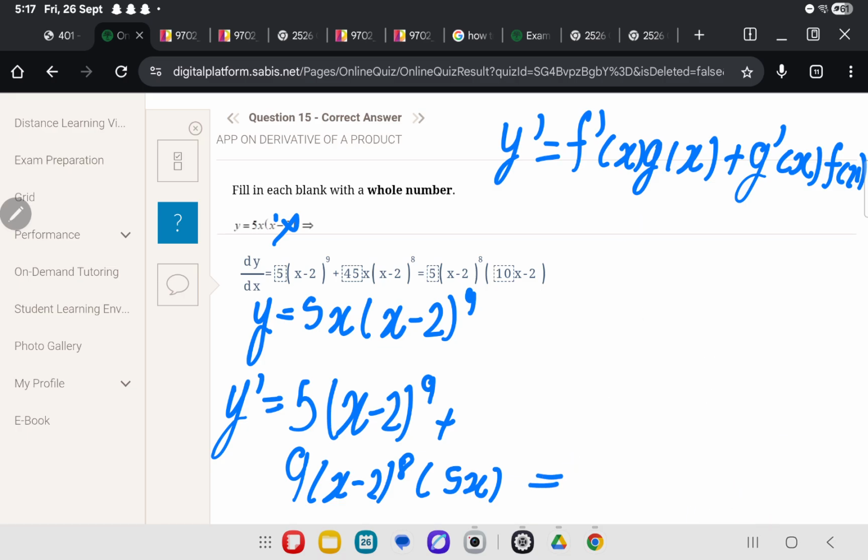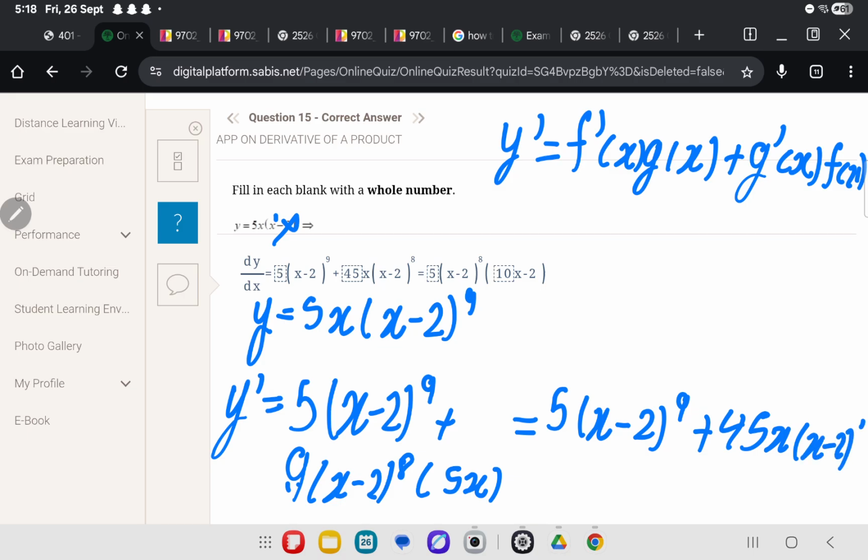So now I'm going to keep the first part the same, 5 into x minus 2 to the power of 9. This part here I'm going to multiply 9 by 5x. 9 by 5x is 45x, so it's going to be plus 45x into x minus 2 to the power of 8. So that gives me my first part of the answer: 5 into x minus 2 to the power of 9, that's correct, plus 45x into x minus 2 to the power of 8, that's correct.